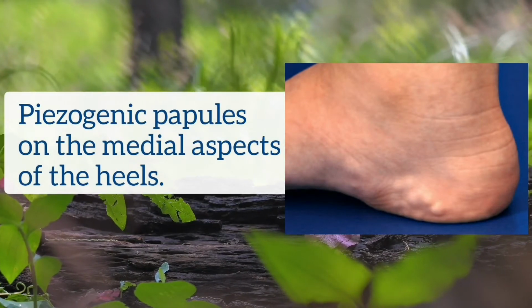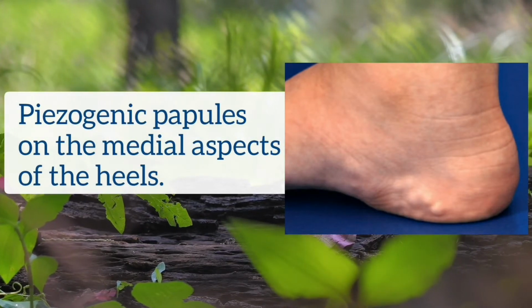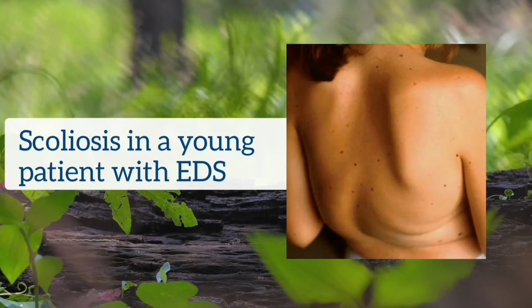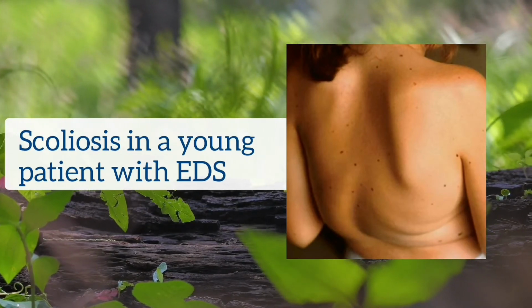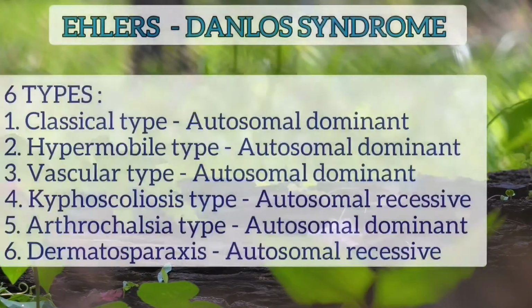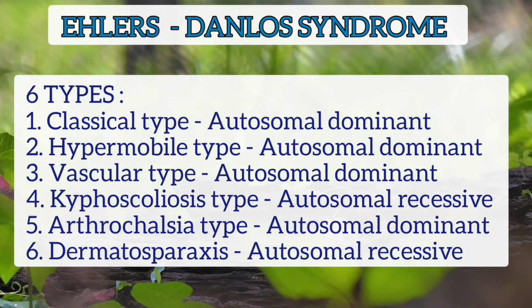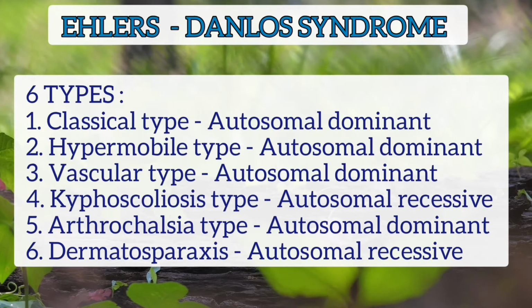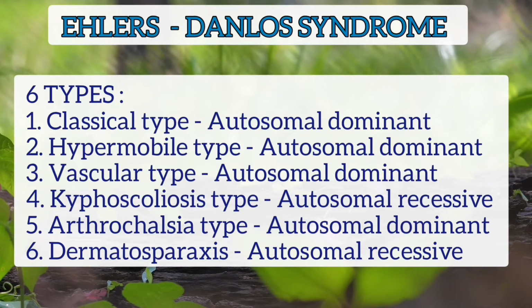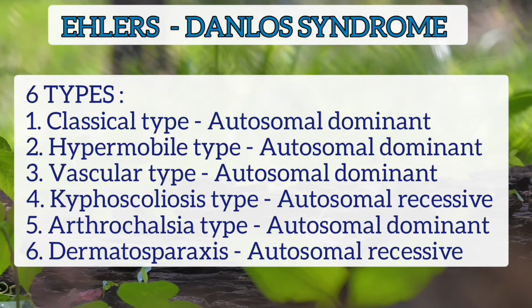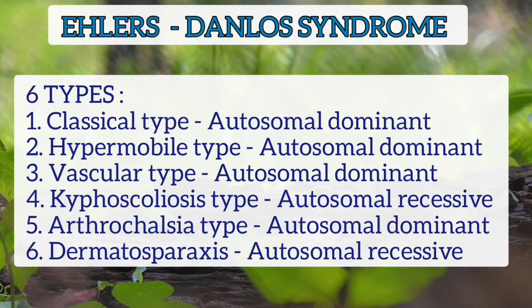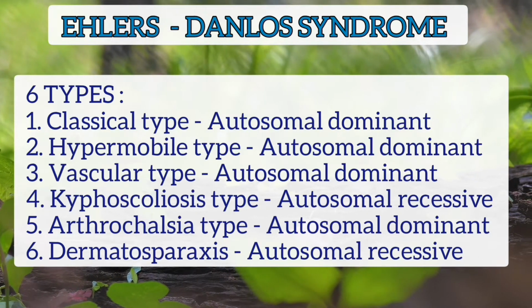Pyogenic papule on the medial aspect of the heel. Scoliosis in a young girl with Ehlers-Danlos syndrome. There are 6 types of Ehlers-Danlos syndrome. First one is the classical type, which has autosomal dominant inheritance. Other types are hypermobile type, vascular type, kyphoscoliosis type, arthrochalasia type, and dermatosparaxis type.